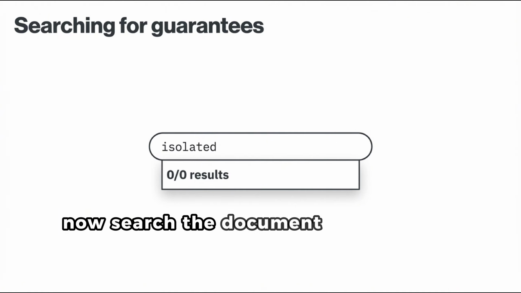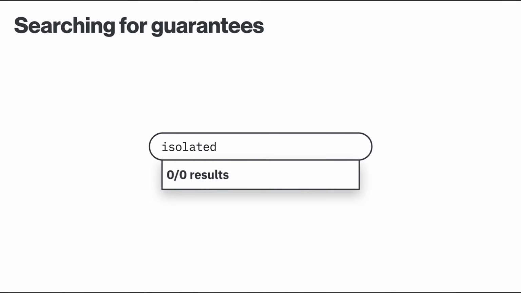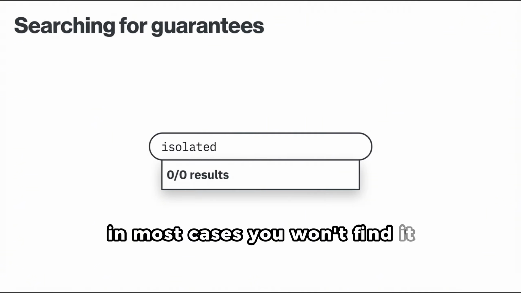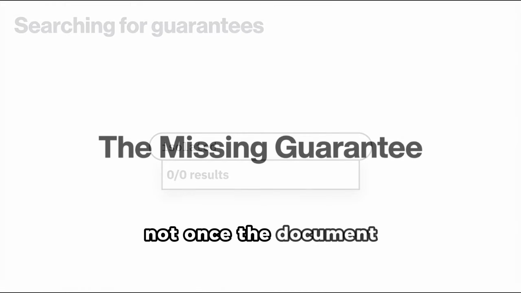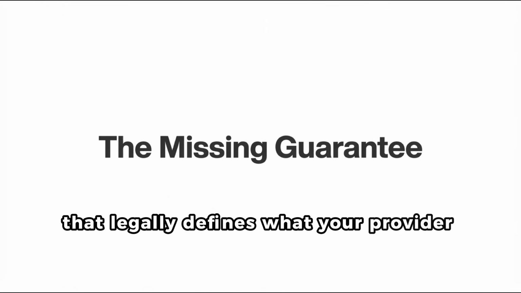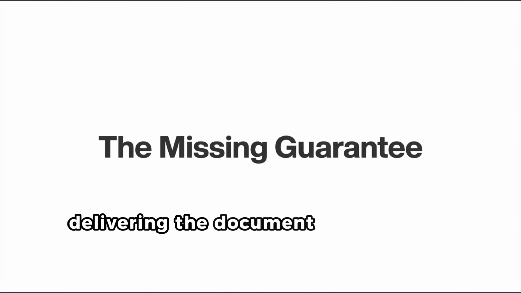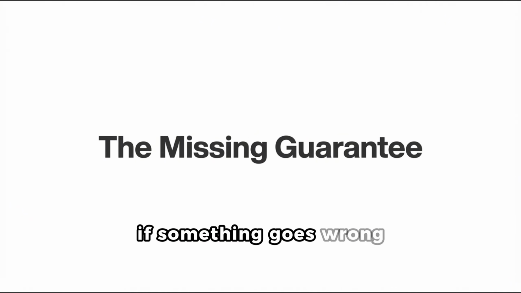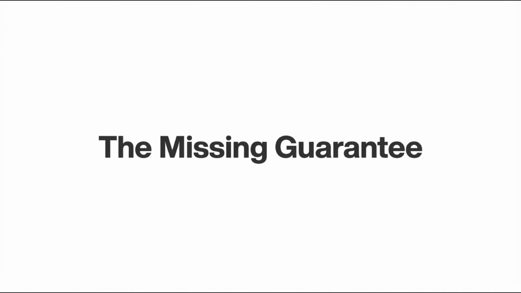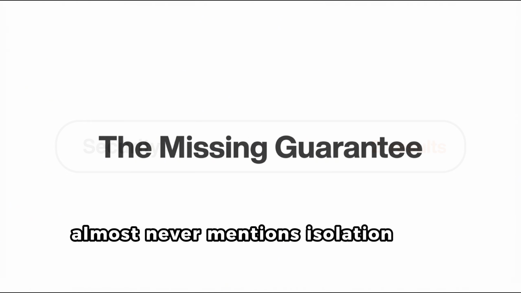Now search the document for the word isolated. In most cases, you won't find it. Not once. The document that legally defines what your provider commits to delivering, the document that governs what happens if something goes wrong and you want compensation, almost never mentions isolation at all.